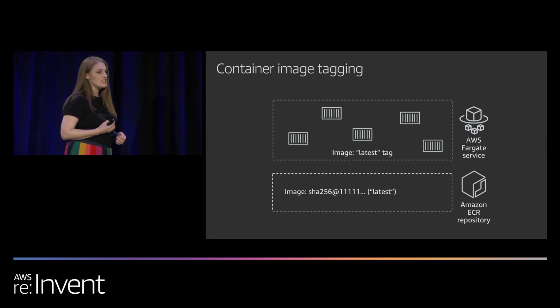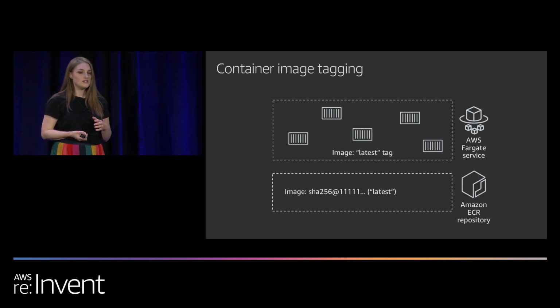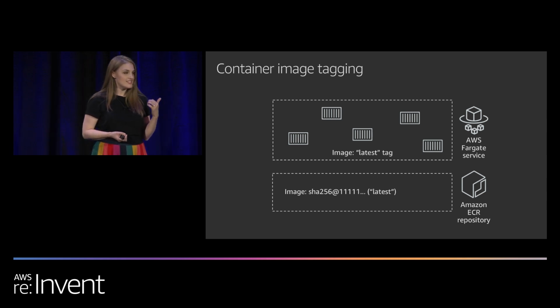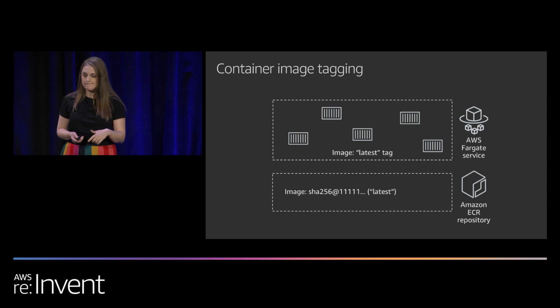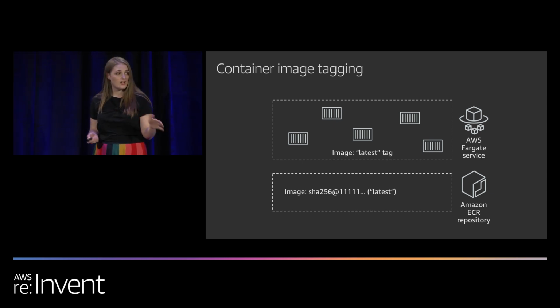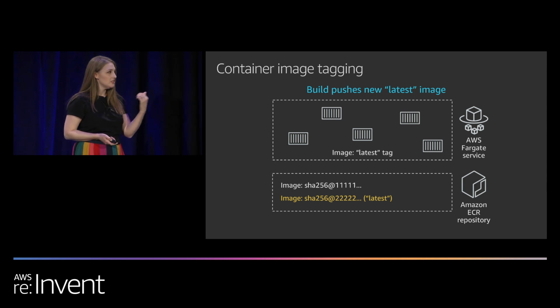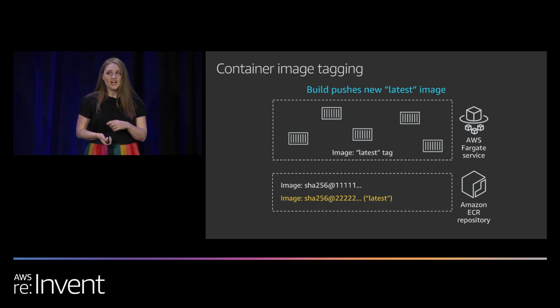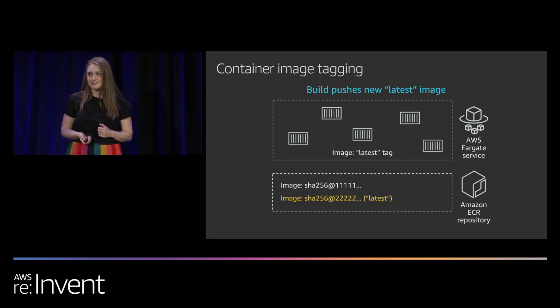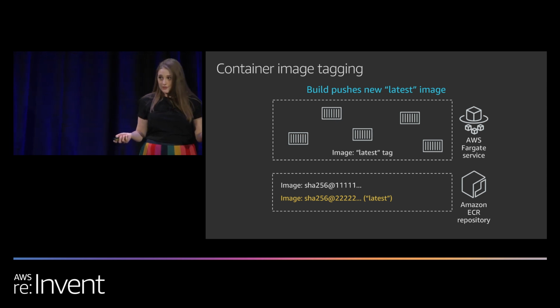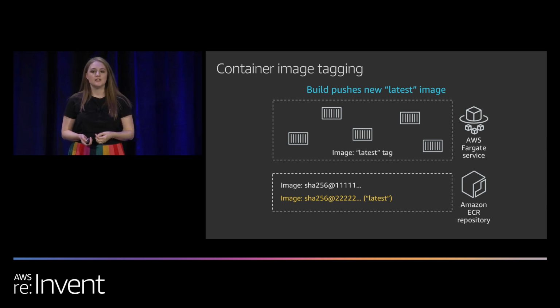So here I have an ECR repository with an image tagged as latest, and I've deployed that image latest tag to a Fargate service. So that's fine, it deployed fine, all of my tasks came up. Now what happens when I have a new build in my pipeline and I re-tag as latest? So now I have a new digest, a new SHA-256. This is a brand new image tagged as latest.